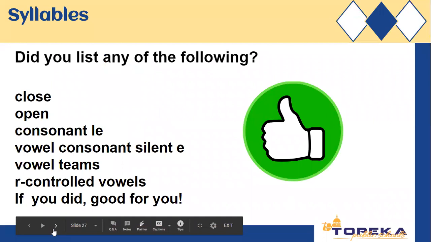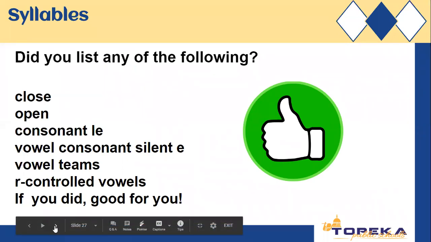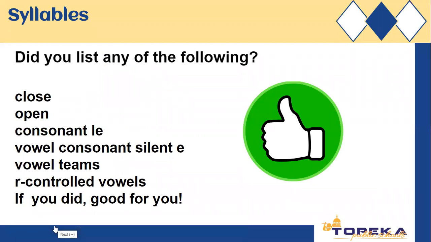So did you list any of the following syllable types? Open, closed, vowel consonant E, vowel silent E, vowel teams, or R-controlled vowel. If you listed any or all of those, good for you. As we go through, we're going to do a brief review of those. And if you did not know the syllable types, now we're going to learn those.